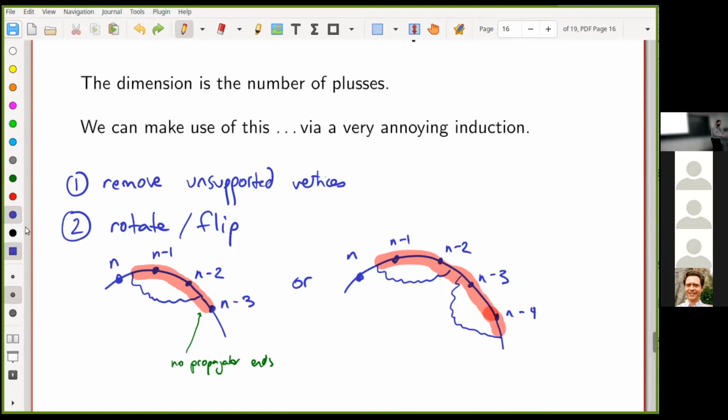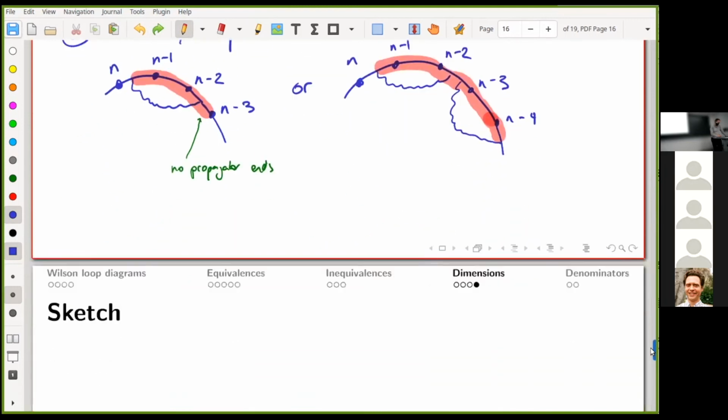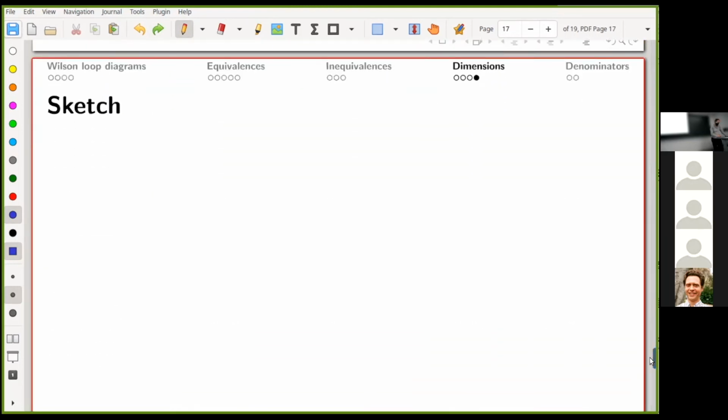Okay. So by removing the unsupported vertices, I know I've got some small propagators. And then I can rotate or flip so that there's a small propagator in that last slot, like coming up to n. And then I have at least some control of what comes next. Either there's nothing or there's another small one. All right. And then once I've got that, then I want to use induction, removing that last propagator.